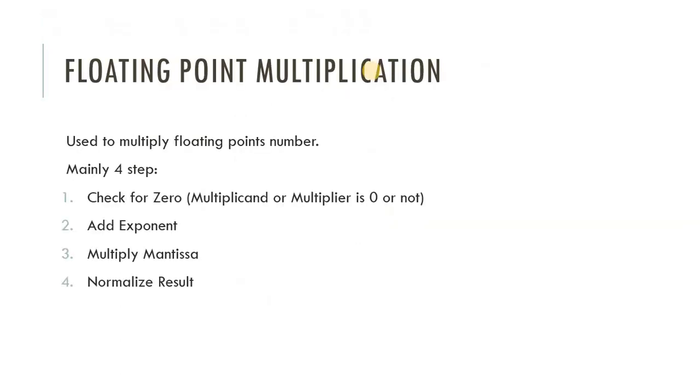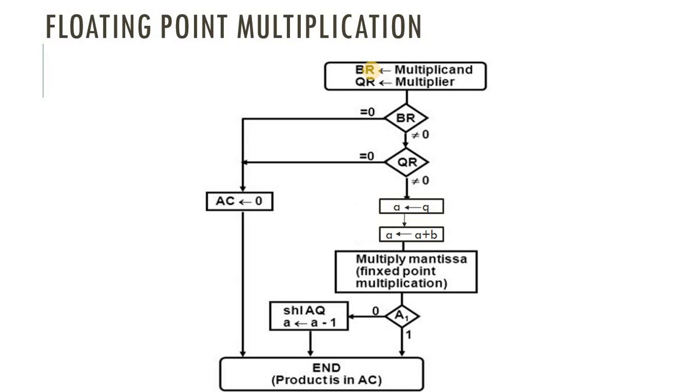After that, the first step, we already discussed, is check for zeros. If BR is 0, at that time the output is 0. Here we'll store our final output into the AC register. So if BR is equal to 0, at that time the value of AC is directly 0. And if BR is not 0, it means multiplicand is not 0. At that time we'll again check if multiplier is 0. For that we'll check the value of QR. If value of QR is equal to 0, it means the output is 0 for the multiplication.